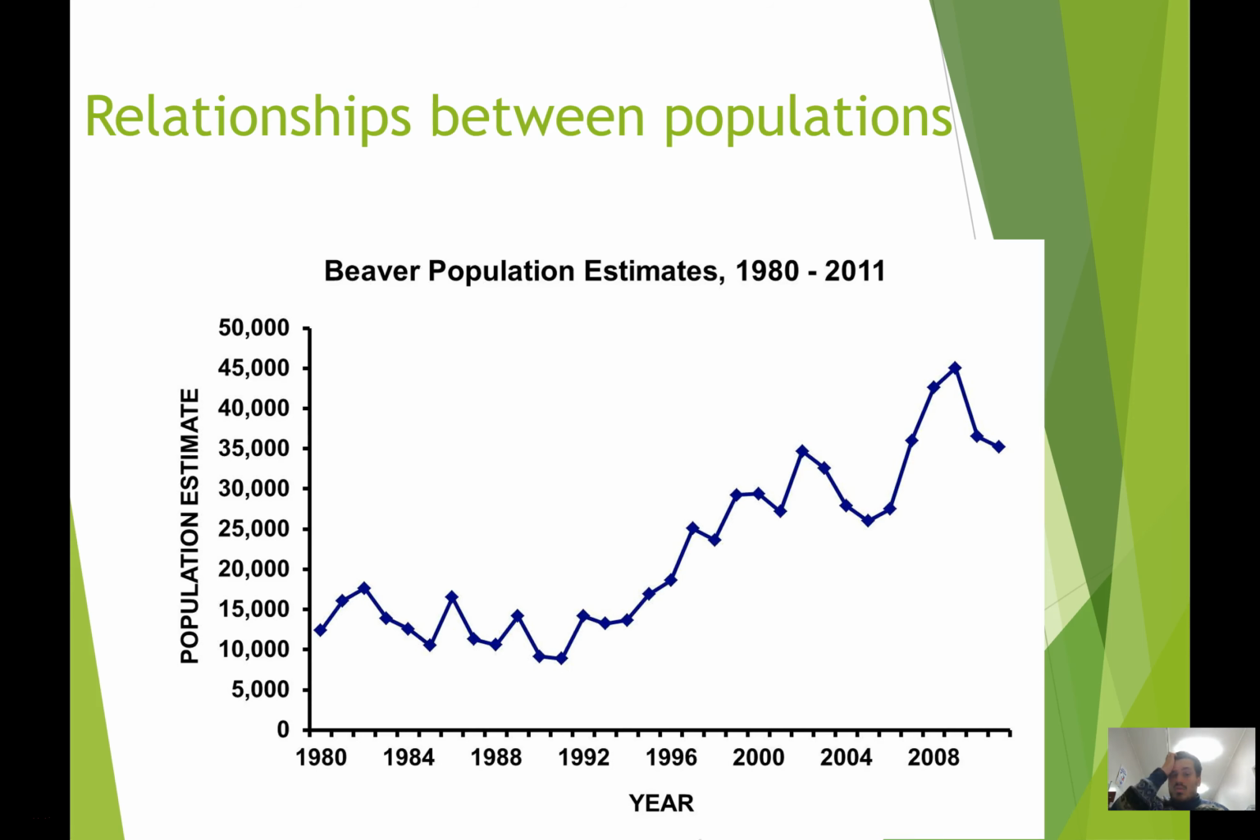We can graph these relationships between populations. We can graph populations in general. You guys did this at Ecolink. But this is an example of a graph of the beaver population estimates between 1980 and 2011. Different populations are going to be, because of things like predation, very related to each other.